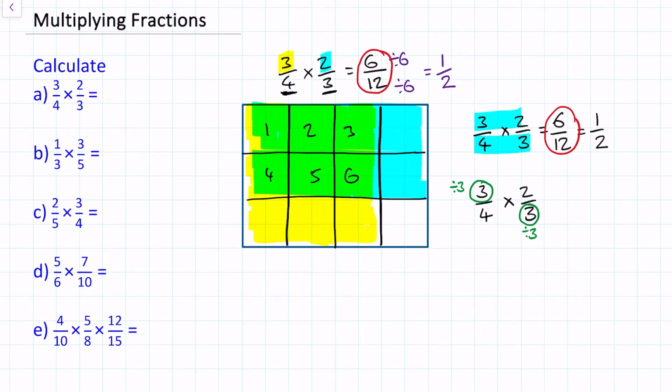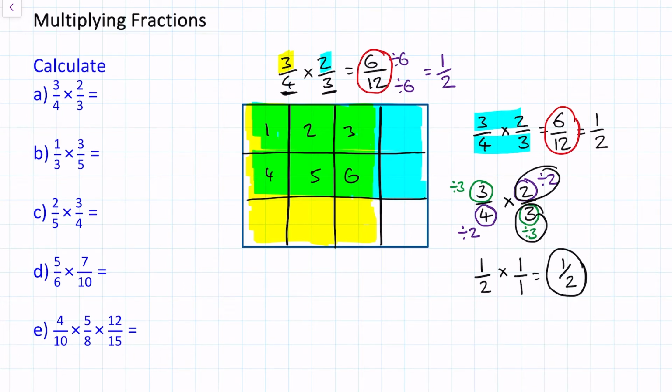And then the numerator in one fraction and the denominator in another. So we can do this again. So now we'll divide the 4 by 2 and the 2 by 2. So now I'm going to rewrite this with the divisions. We have the 3 divided by 3, which is 1. The 4 divided by 2, which is 2. This 2 divided by 2, which is 1. And then this 3 divided by 3, which is also 1. So we have 1/2 multiplied by 1, which is 1/2. So we still get the same solution every time.